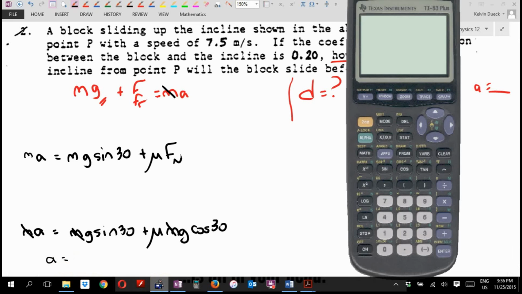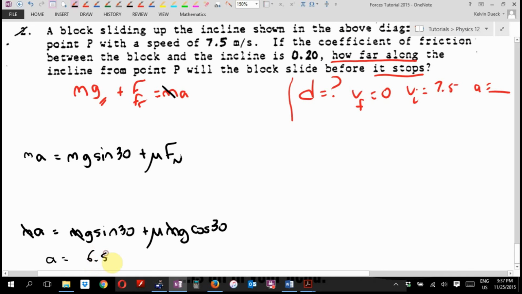It's going to be 9.8 sine 30 plus mu is 0.2 times 9.8 cos 30. There's my acceleration. I'll go 6.5974 because I'm going to use this. 6.5974. And I'll walk that over to here. Hey, which equation has a d, a vf, a vi, and an a in it?